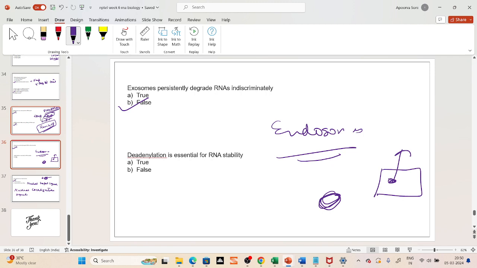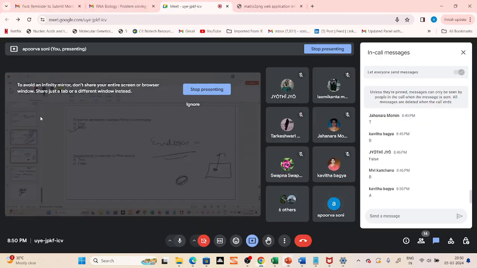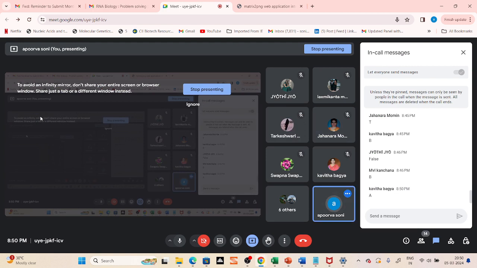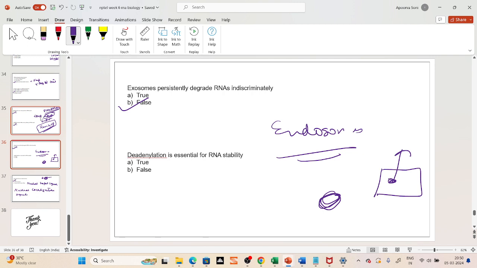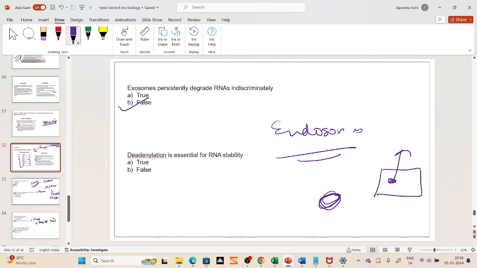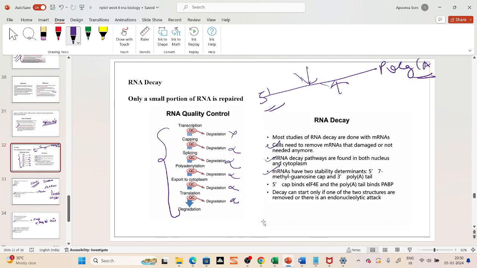False. So can anybody explain to me why it is false? Because poly-A tail is essential. Yes. So basically, we have studied RNA stability in RNA decay.